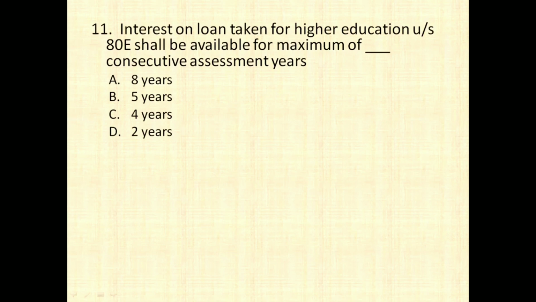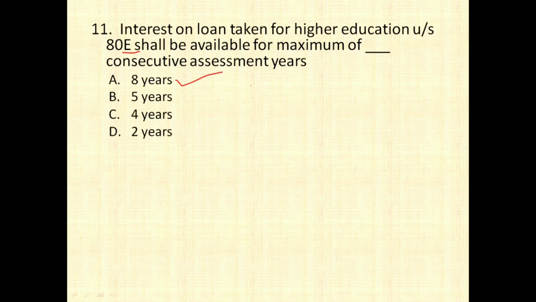The next question is: interest on loan taken for higher education under section 80E. So how do you have to remember? E stands for education. So EE, education, 80E stands for loan on education. It shall be available for a maximum of how many consecutive assessment years? So 80E is applicable for how many years? It is applicable for 8 years.